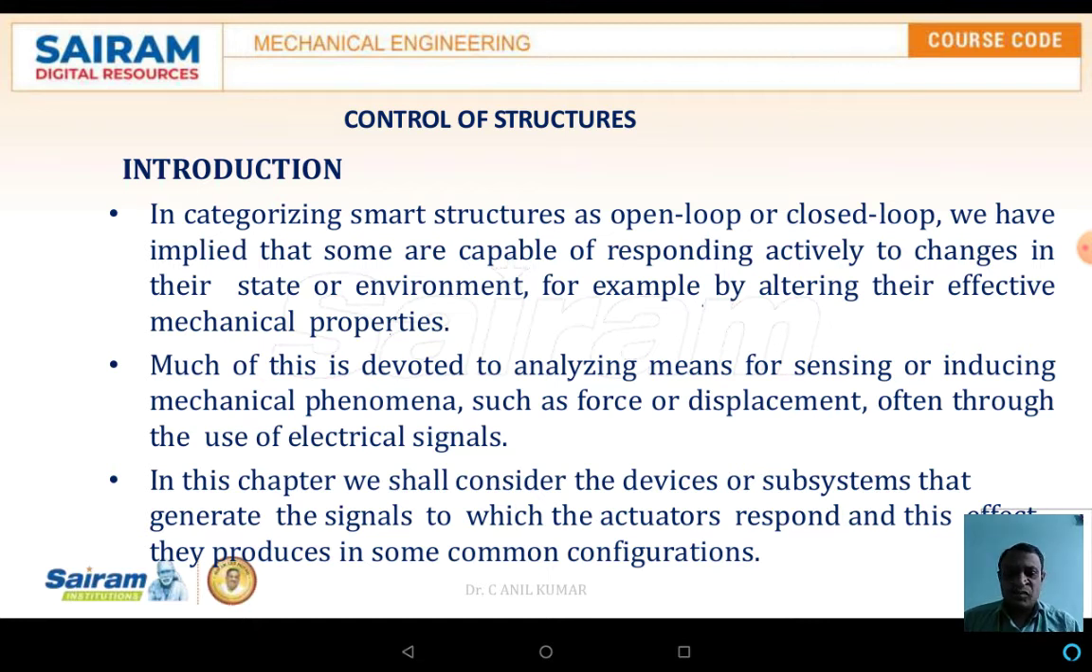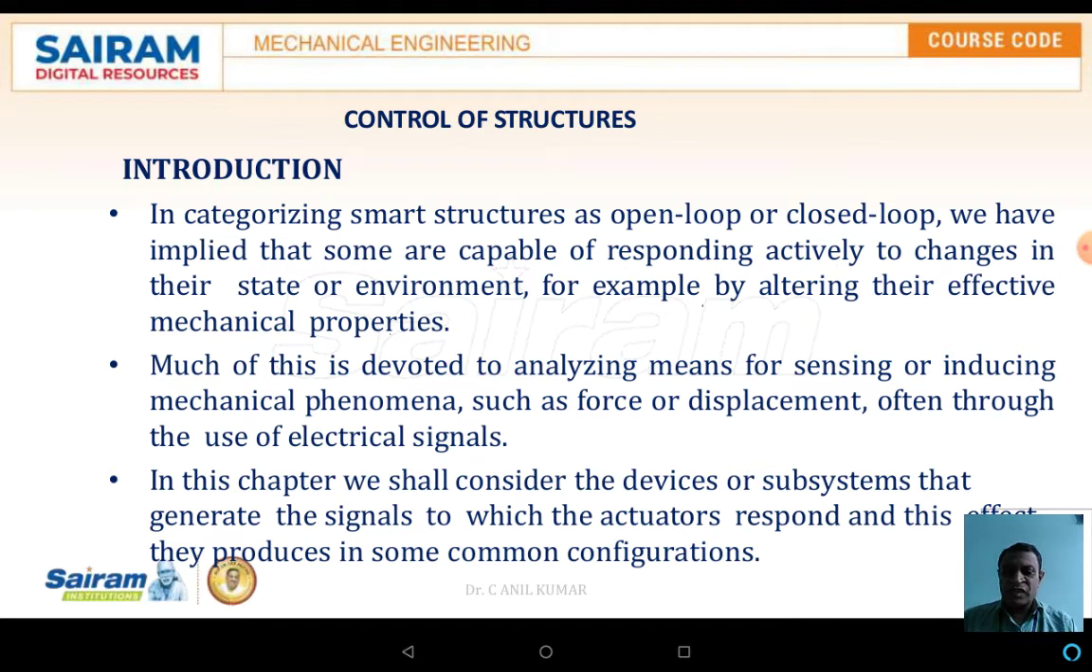Either it should be a closed loop system or it may be an open loop system. In categorizing the smart structure as open loop or closed loop, we have implied that smart structures are capable of responding actively to changes in the state or the environment, for example by altering their effective mechanical properties. Much of this is devoted to analyzing means for sensing or inducing mechanical phenomena such as forces and displacements, often by using electrical signaling mechanisms.